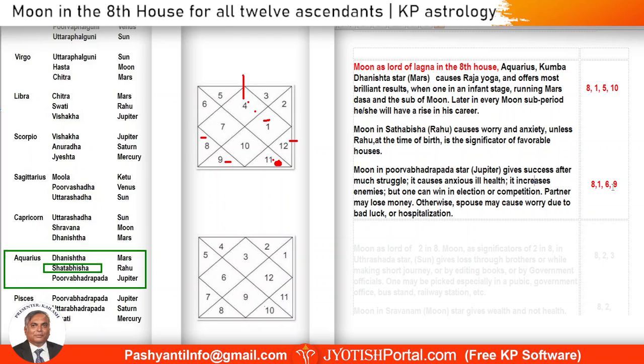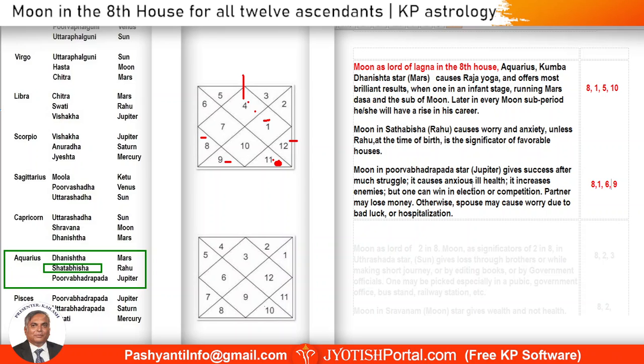See, traditionally, the ninth house is the house of luck and fortune. But within Krishnamurti Paddhati, it is not that positive a house. So that's why Professor mentioned that it gives success. Why does it give success? Because it is indicating the sixth house very strongly by being in the star of Jupiter. It's a very strong significator of the sixth house. So that's why it says that one can get some success, but after much struggle.